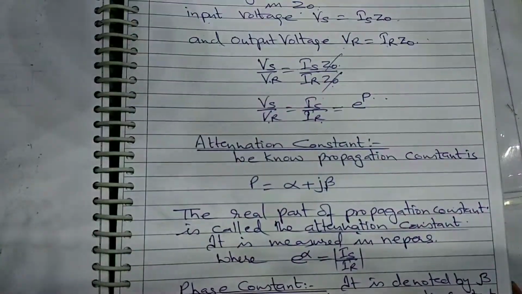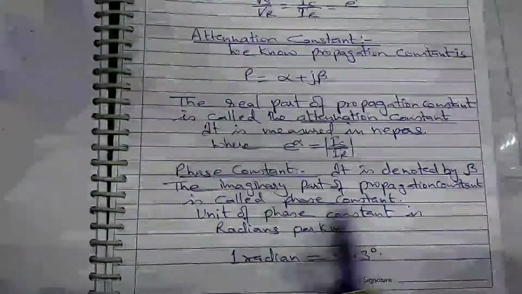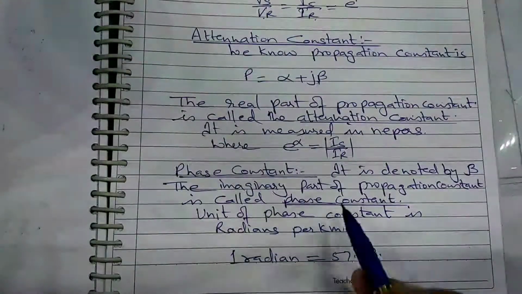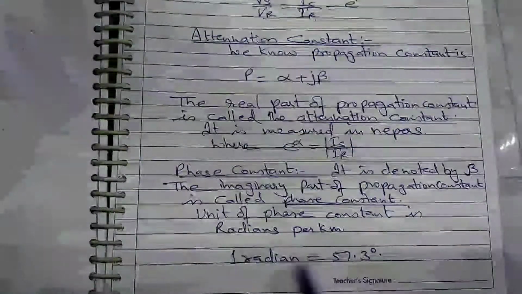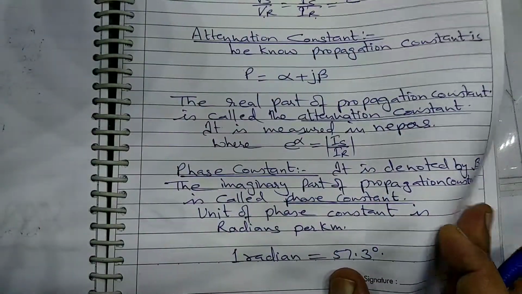Next we see the phase constant. It is denoted by beta. The imaginary part of the propagation constant is called phase constant. Unit of phase constant is radians per kilometer. So 1 radian is equal to 57.3 degrees.